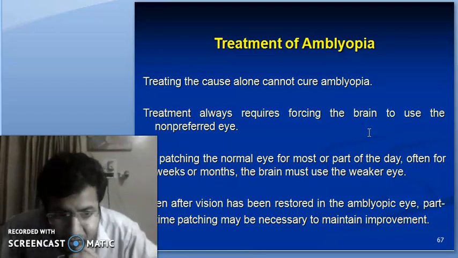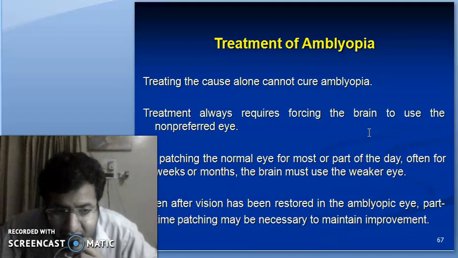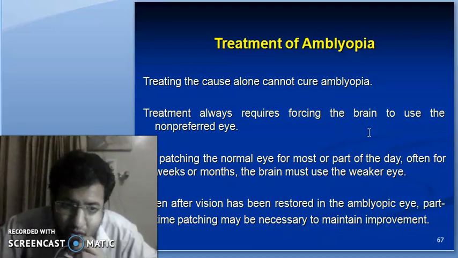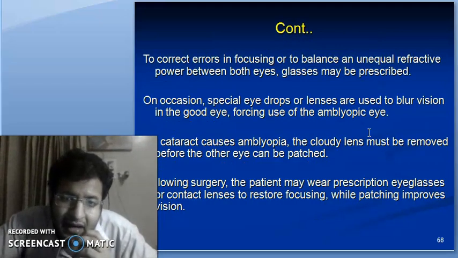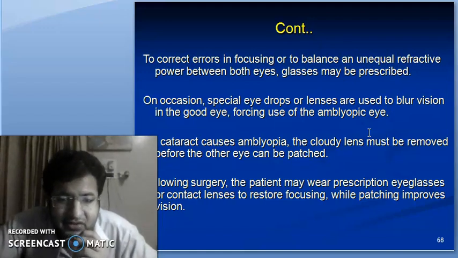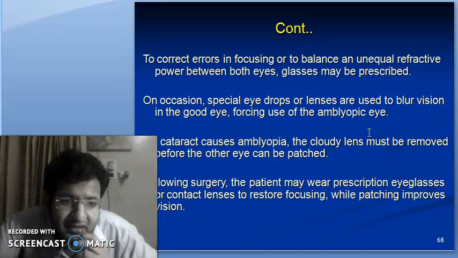We will penalize or patch the fixating eye so that the brain is forced to use the non-preferred eye and hence the visual pathway of that eye matures. To correct the errors in focusing or to balance an unequal refractive power between both the eyes, glasses must be prescribed. On occasion, special eye drops such as atropine or any cycloplegic, or lenses or high plus lenses are used to blur the vision in the good eye, forcing the use of the amblyopic eye.